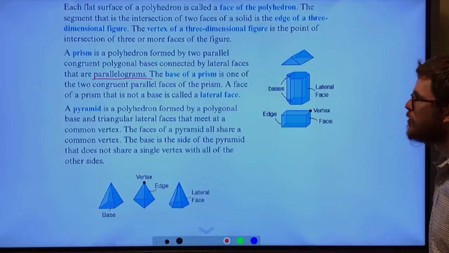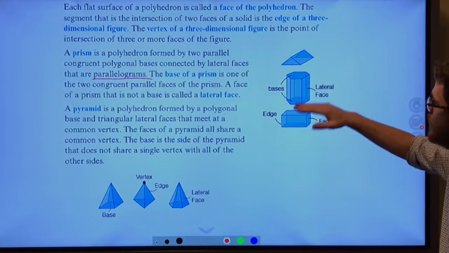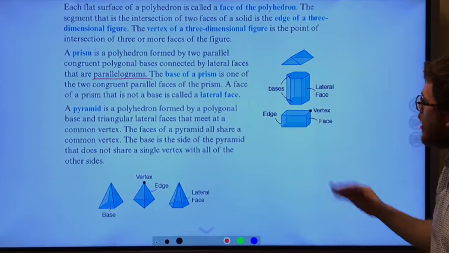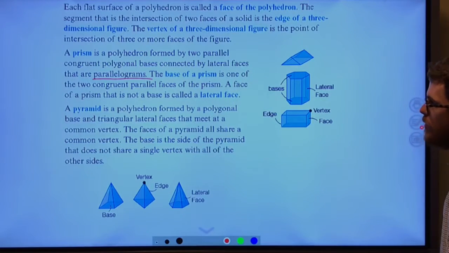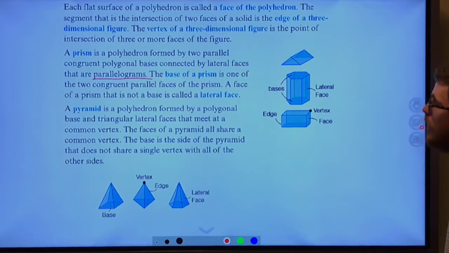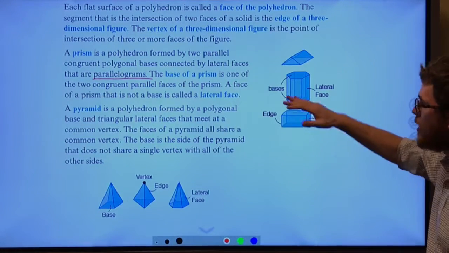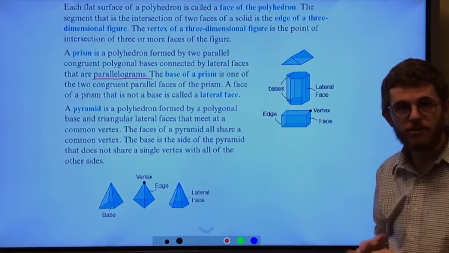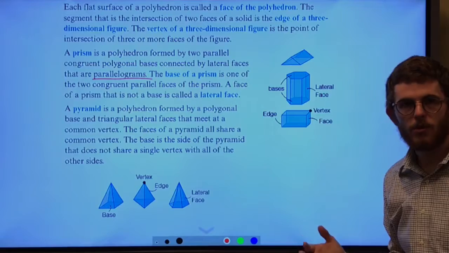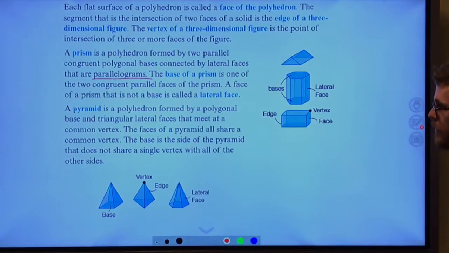The base of a prism is one of 2 congruent parallel faces. So the bases are, like I was saying, those 2 hexagons, those 2 triangles, those 2 quadrilaterals down there. And a face of the prism that is not a base is called a lateral face. They're all faces, the bases included, but the lateral faces are those parallelograms connecting the 2 bases.